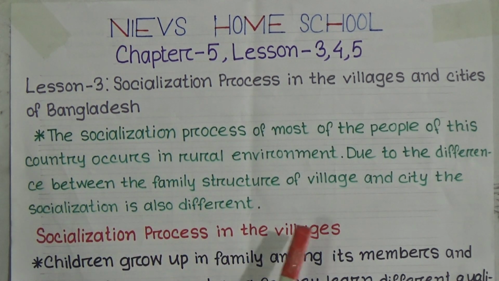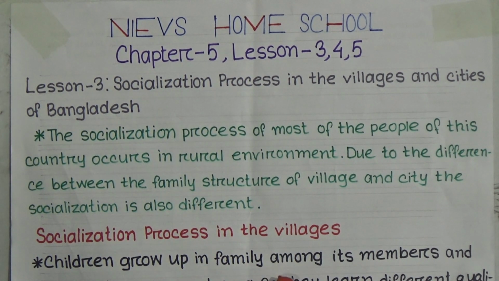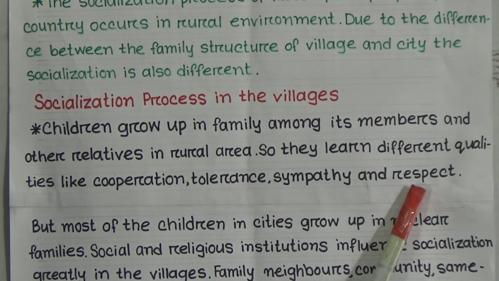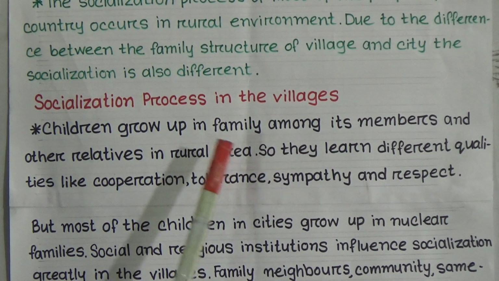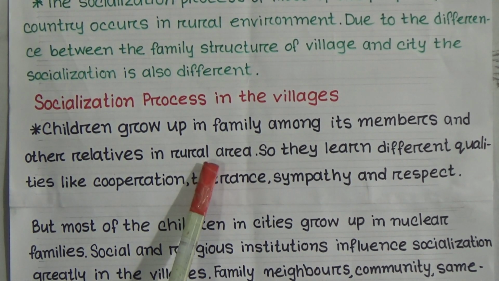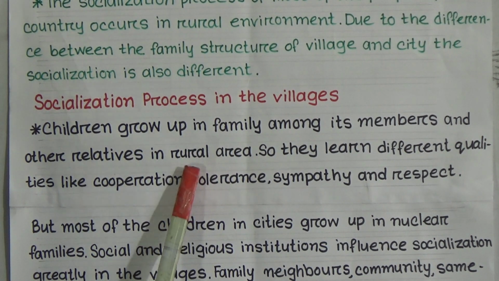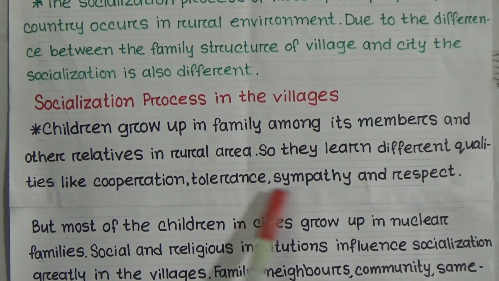Now, socialization process in the villages. We will learn separately about the villages and about the cities. The first one is socialization process in the villages. Children grow up in the family among its members and other relatives in rural area. So they learn different qualities like cooperation, tolerance, sympathy, and respect. In villages we find joint families, with father, mother, grandfather, grandmother, uncle, aunt, a huge family with lots of members, and that's why socialization begins from there.